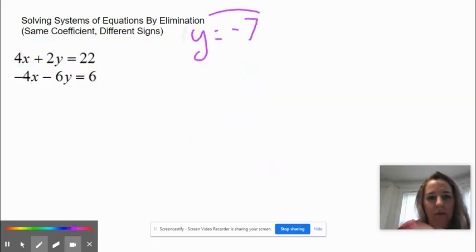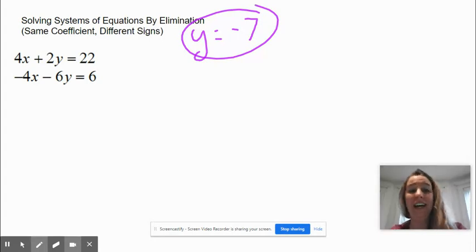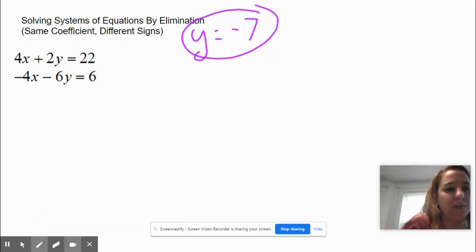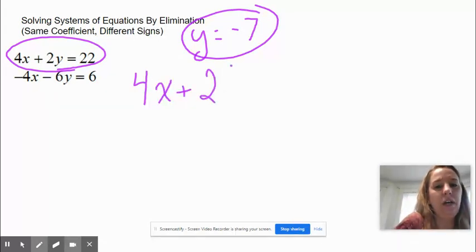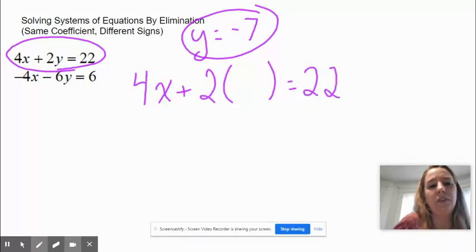Okay, so again, we know y is negative 7. Cool. So now we have to find x. So I'm going to pick either the top equation or the bottom. Doesn't matter. And I'm going to plug in that negative 7 for y. So this kind of is like substitution, but not all crazy. I'm going to pick the top equation because it has less negatives, and I like that. So 4x plus 2, I'm just going to leave a blank for y because I'm going to plug in what I got. So 4x plus 2y, which we know is negative 7. And then we solve.